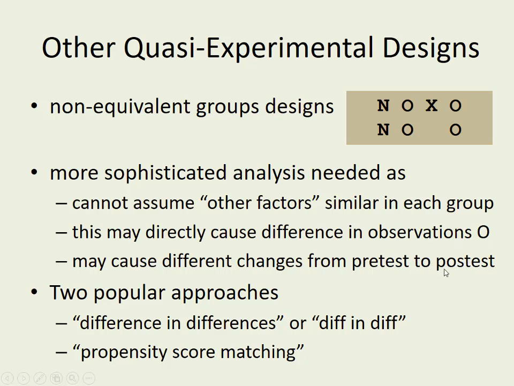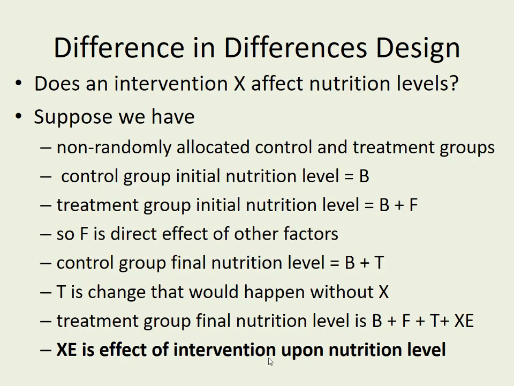So how do you know that it's X and not something else which has caused it? There are a number of different approaches. Two of the ones you'll hear most about are difference in differences, which is universally called diff in diff, and propensity score matching, which is a very, very popular method as well. The diff in diff one is the simplest to understand.